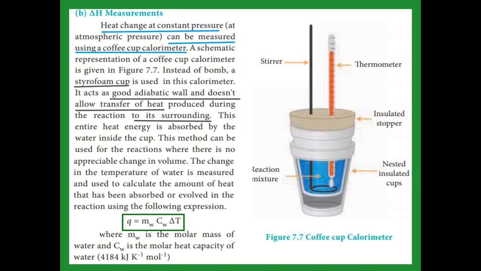The only thing we have to calculate is the temperature change. If you know the temperature change, if you put the temperature change in that formula, we can get the heat absorbed or evolved during the process. Then only we can calculate the delta H value.